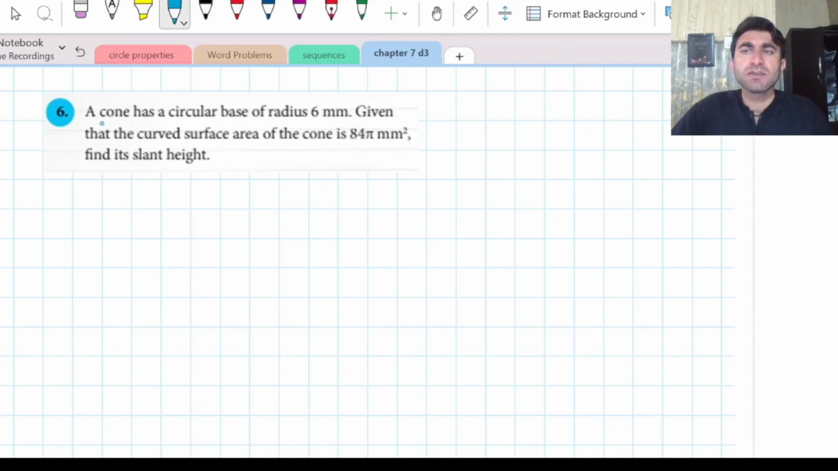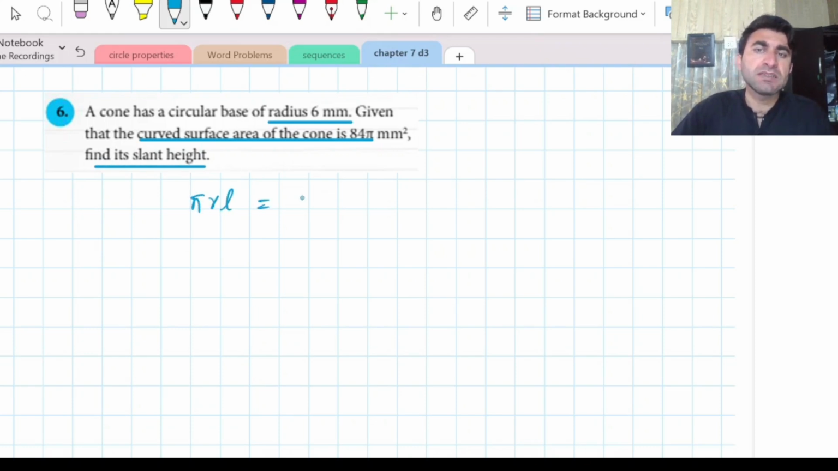Now in question number 6, it is stated that a cone has a circular base of radius 6 millimeters. Given that the curved surface area of the cone is 84 pi millimeter square, find its slant height. So as we are given the curved surface area, we know curved surface area is pi r l, and this equals 84 pi millimeter square. And we are given the radius r is equal to 6 millimeters, while we are to find the slant height of the cone. So as we can see, the radius is given. We can find the slant height very easily.